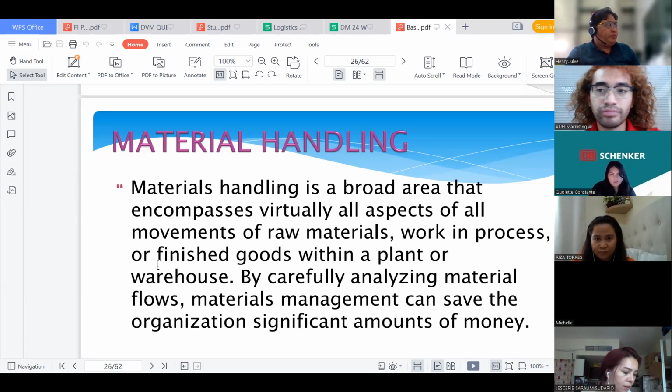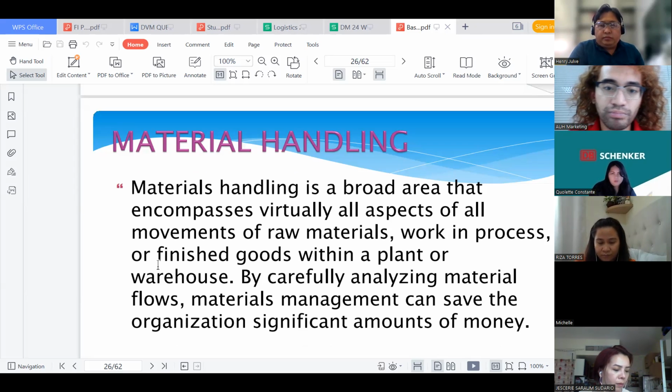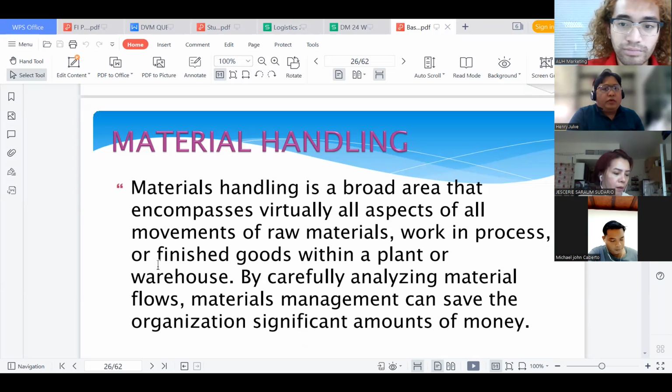Material handling. Well, materials handling is a broad area that encompasses virtually all aspects of all movements of raw materials, work in process, or finished goods within a plant or warehouse. By carefully analyzing materials flow, materials management can save the organization significant amounts of money.